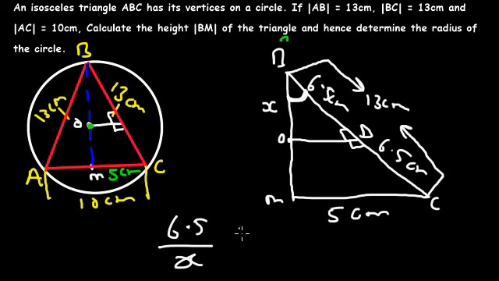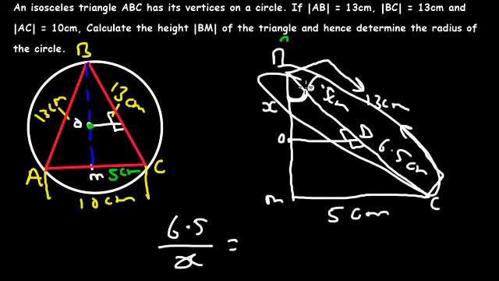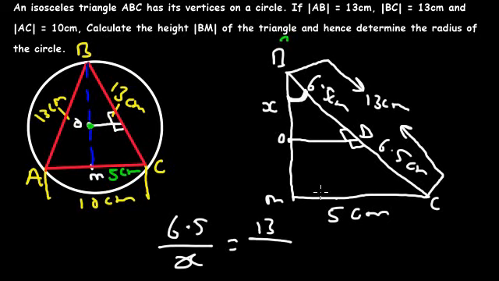Don't forget, this will be equal to that of the bigger one. The bigger one, its hypotenuse side is 13. I hope you are following. 13 divided by the side right here, which is the height that we got earlier. We got the height to be 12. Don't forget, BM is the height of the bigger triangle, MBC. So we have that to be 12. So the goal is just to cross multiply and have the value of x.